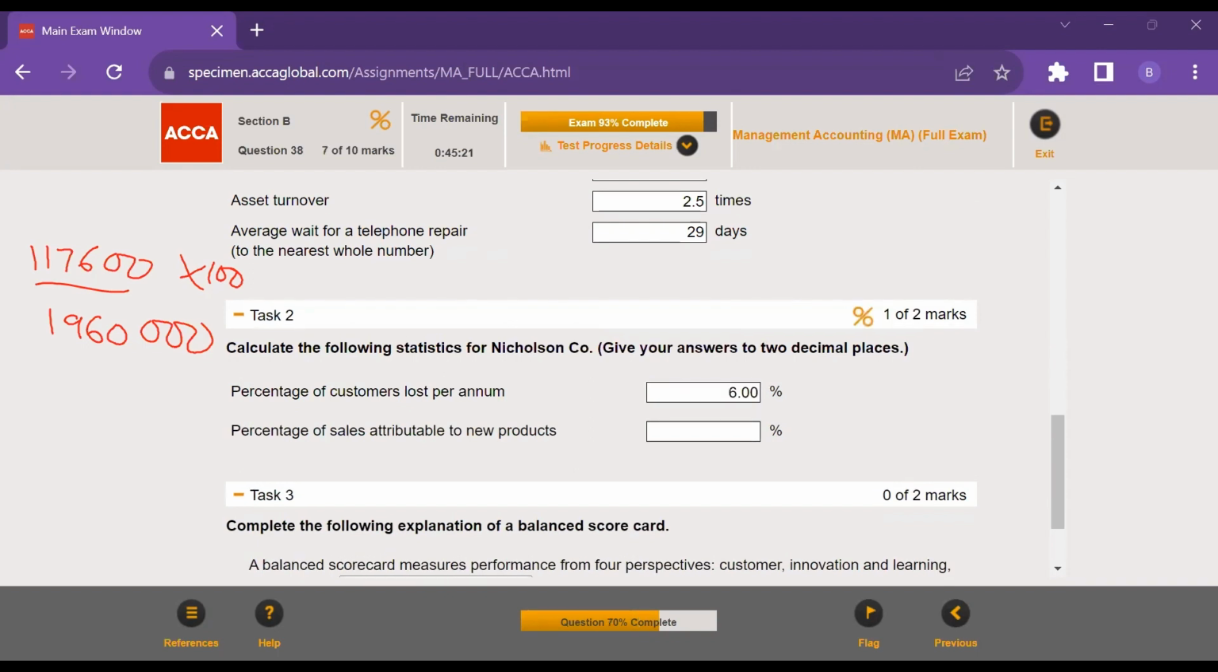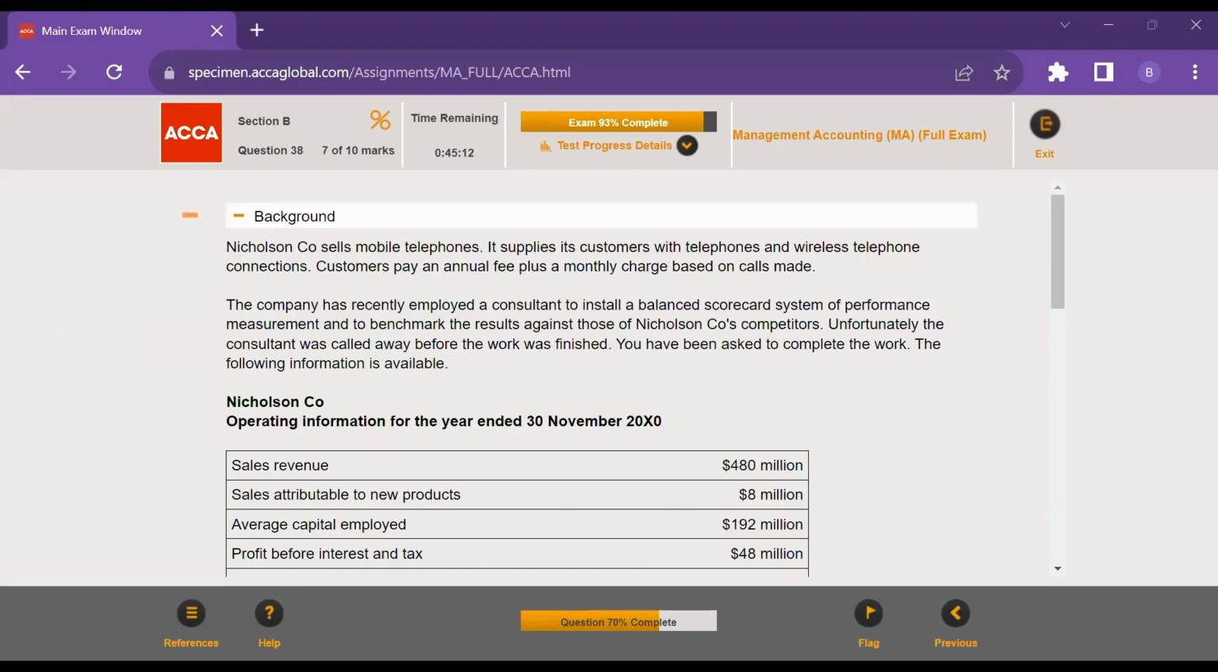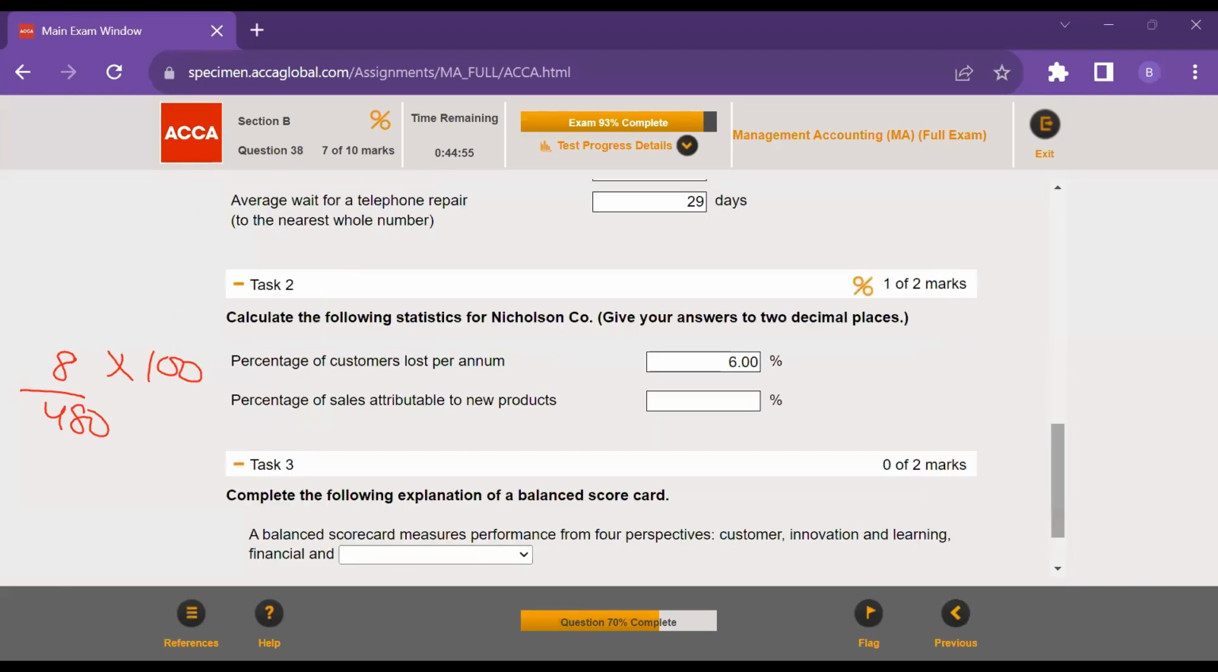Moving on to the percentage of sales attributable to new products. We saw right above how much were our new sales. The new sales are 8, and the total sales are 480. So I can say that the proportion is nothing but 8 divided by 480, and this will be multiplied by 100. So this will give you your answer as 1.66. So I will enter this over here, 1.66.